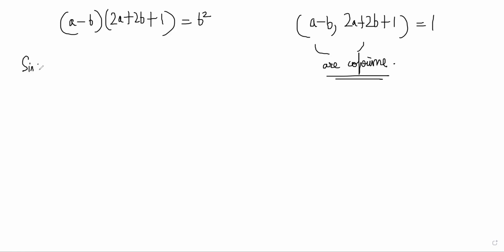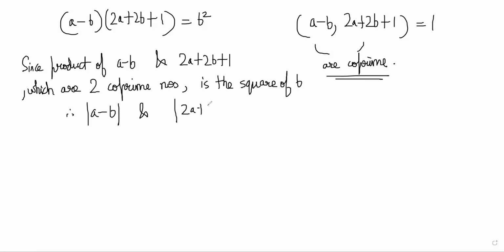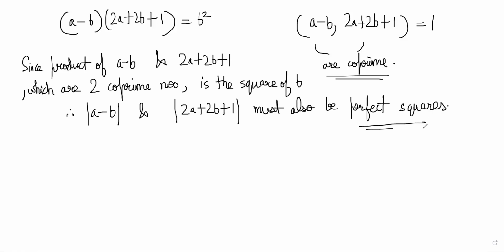We are going to say, since the product of A minus B and 2A plus 2B plus 1, which are two co-prime numbers, is the square of B, therefore A minus B and 2A plus 2B plus 1 must also be perfect squares, must also be the squares of some integers.